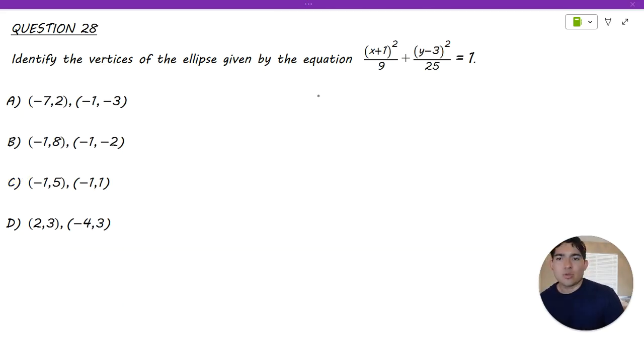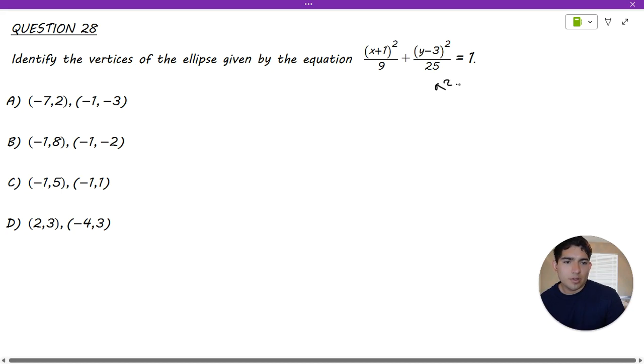So now moving on to number 28, we once again have a problem where we need to find the vertices for extra practice. So let's look at what we were given. We were given this standard form equation, and we can identify that our a squared for this one is going to be 25, and our b squared is going to be equal to 9. Now, if we take the square roots, b is going to be equal to 3, and a is going to be equal to 5. Then the center of the ellipse is going to be at -1, 3 when we look at these transformations, and we just take the opposite for the coordinates.